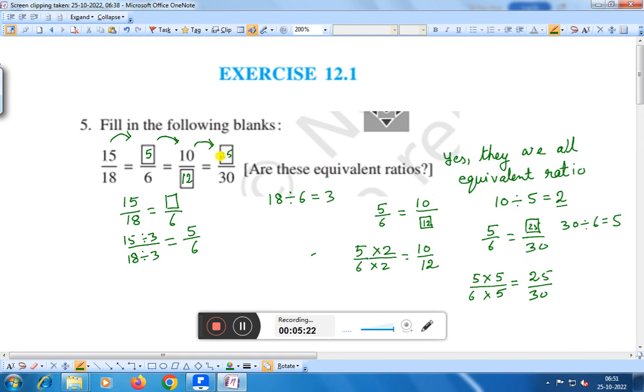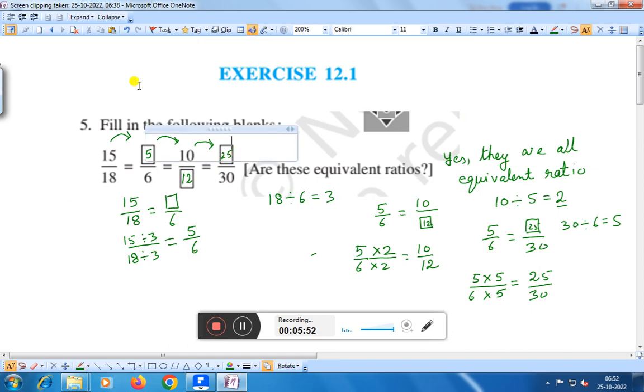Again we are repeating that if you want to find an equivalent ratio, there are two methods. One is the division method and the other is the multiplication method. In the division method, you divide both numerator and denominator by the same number to get an equivalent ratio. In the multiplication method, you multiply both numerator and denominator by the same number to get an equivalent fraction.